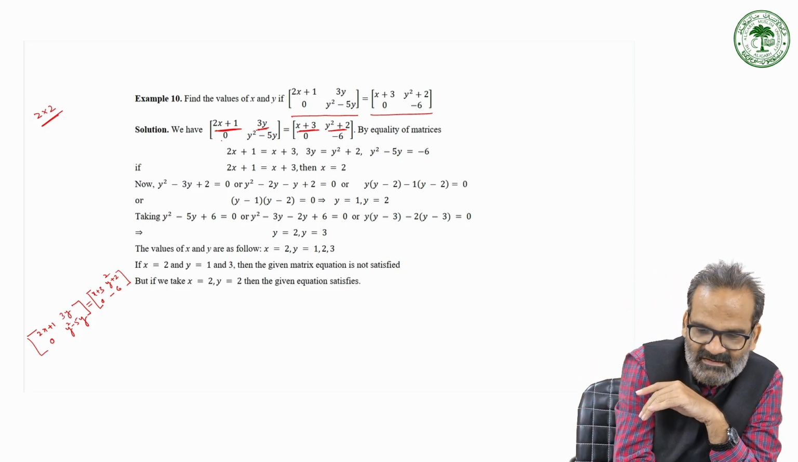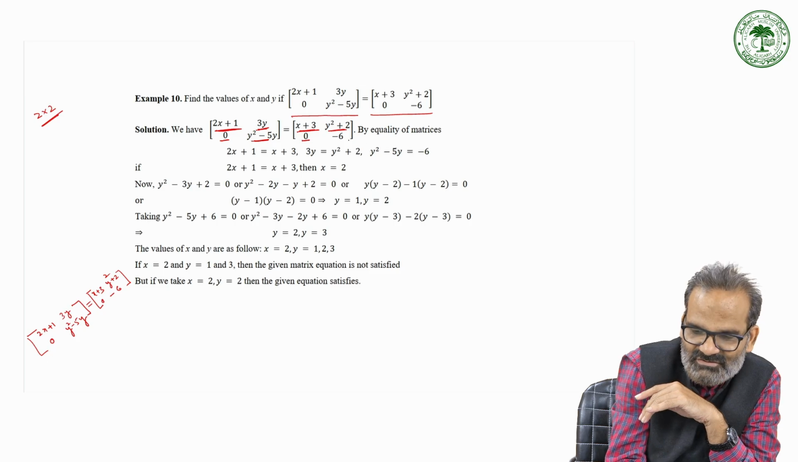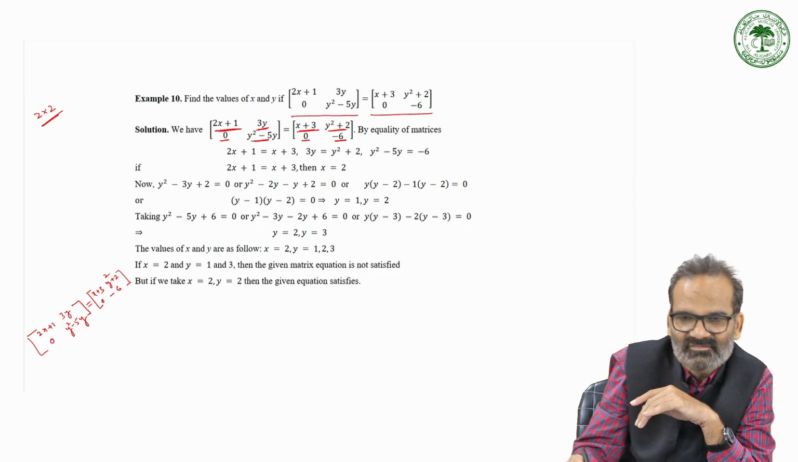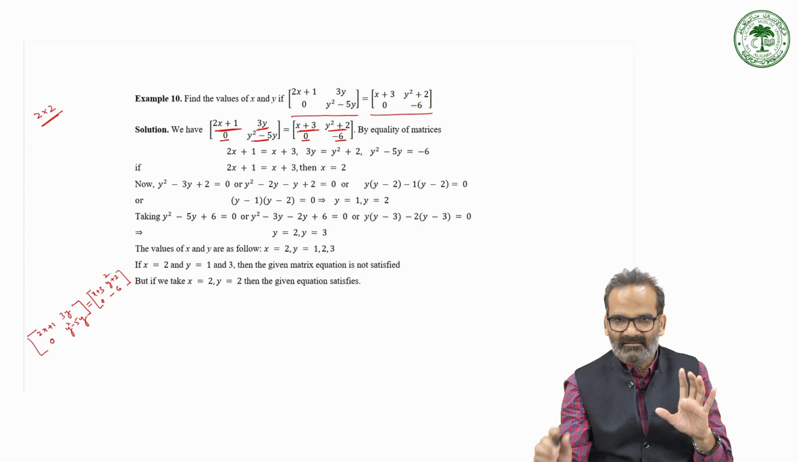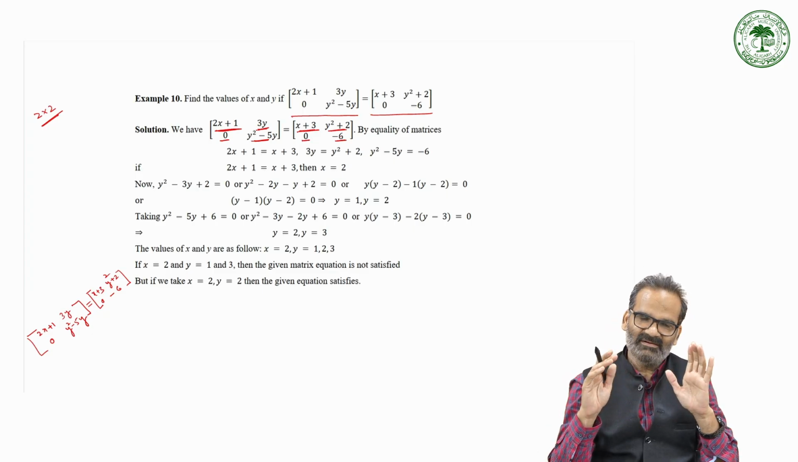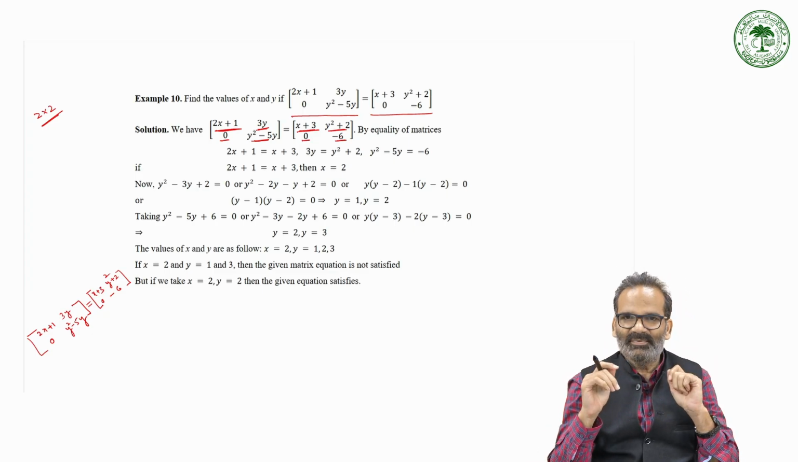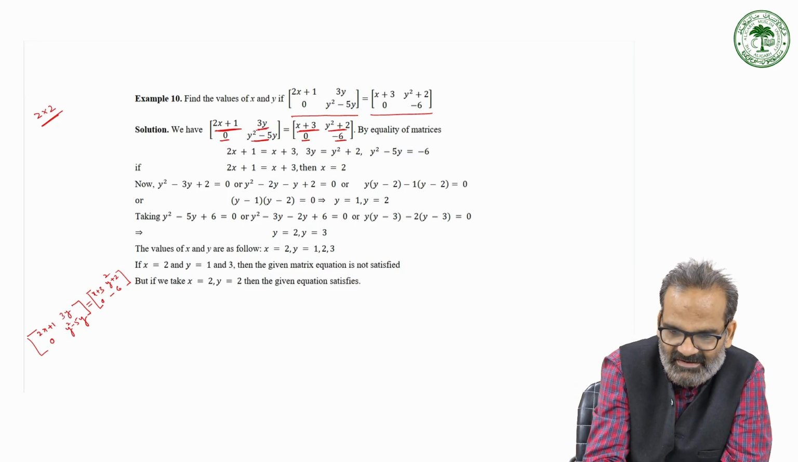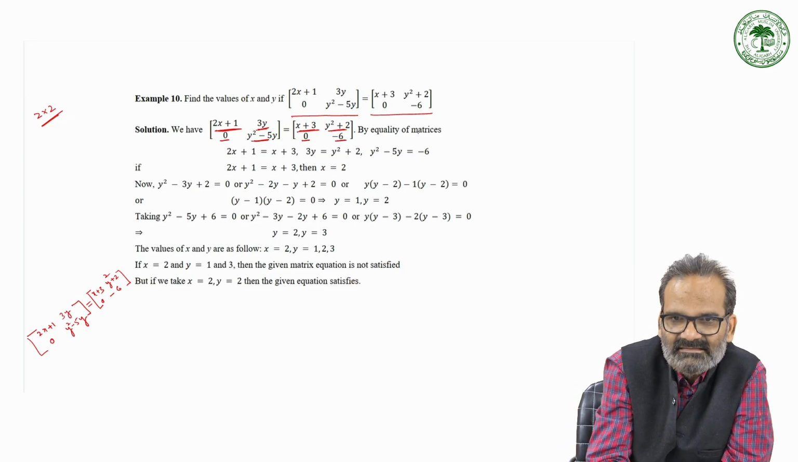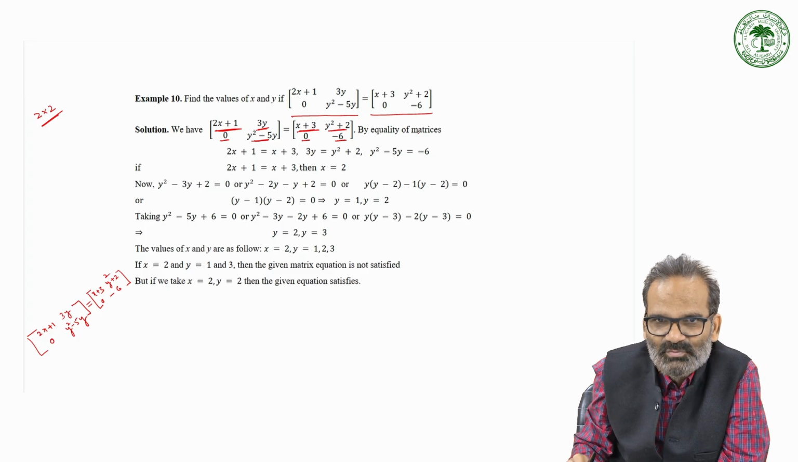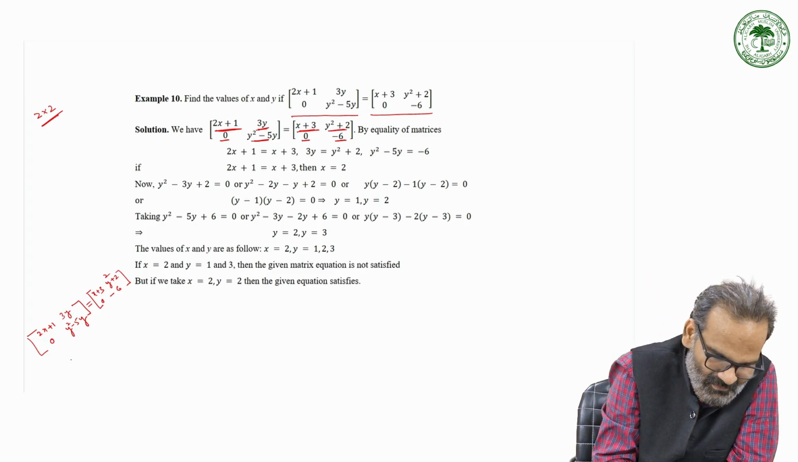So this is the first element of the second row. So it should be equals to first element of the second row. This is the second element of the second row. It should be equals to second element of the second row. Understand? Do you understand the meaning of corresponding elements? Now they should be equal. Now what we have written, by equality of two matrices, the corresponding elements should be equal. So what we will get? We get 2x plus 1. This is equals to x plus 3.